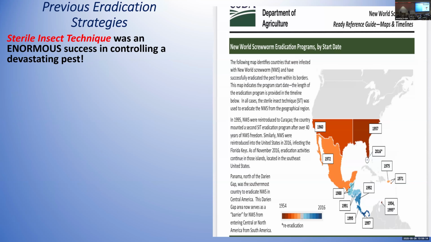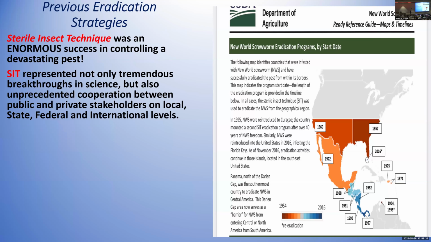The tenets of the previous eradication strategy, again, the sterile insect technique was the workhorse. It was a tremendous breakthrough in science, but it was also a tremendous breakthrough in cooperation. We had private individuals, rancher going to rancher, getting donations to apply towards a treatment program. You had state governments cooperate, you had the state and federal governments cooperate, you had international cooperation. And as we moved it south, it was almost a miracle.